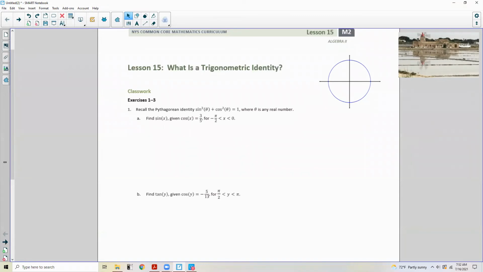Lesson 15, what is a trigonometric identity? So this starts out with a classwork exercise. There is some behind the scenes, there's a behind the scene example, which I'm not going to do in the video.